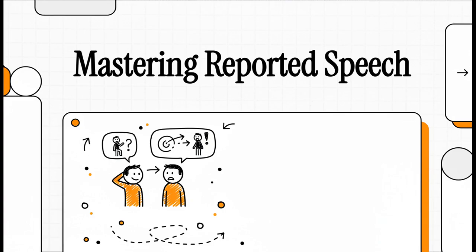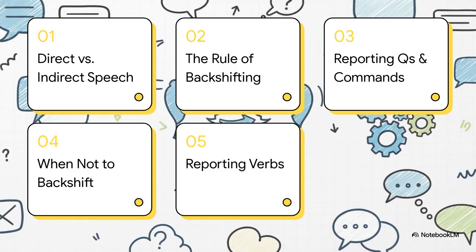So let's dive in. First up, we'll get the basics down. What's the real difference between quoting someone and just reporting what they said? Then we'll get into the golden rule of backshifting tenses. After that, we'll look at how to deal with trickier stuff, like questions and commands, and even when it's okay to break the rules. We'll wrap things up by looking at how picking just the right verb can add a ton of flavor and meaning to your sentences.